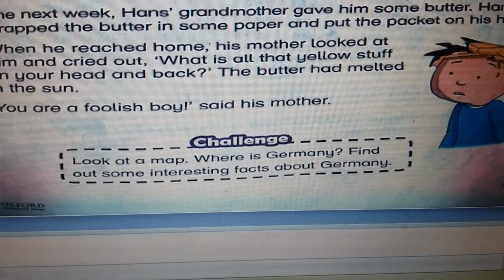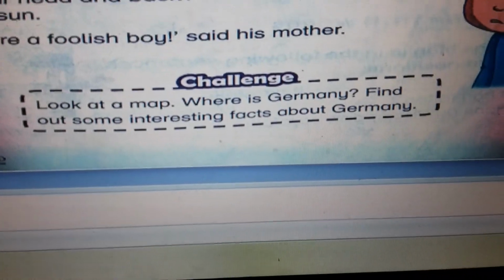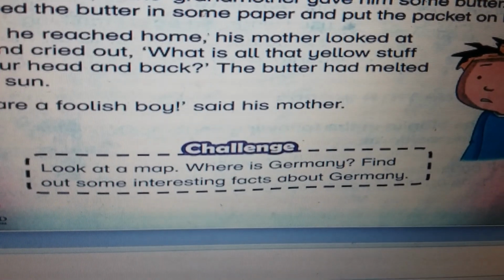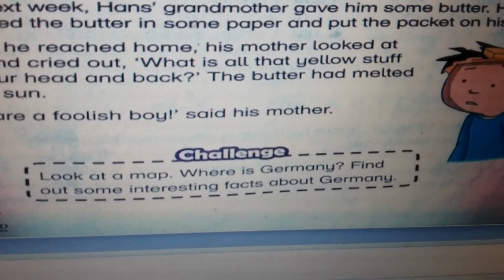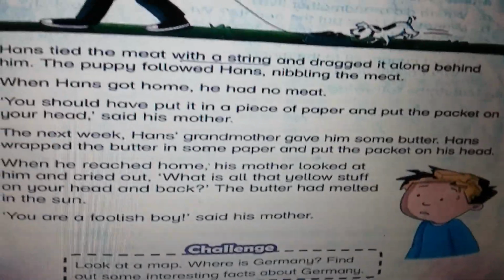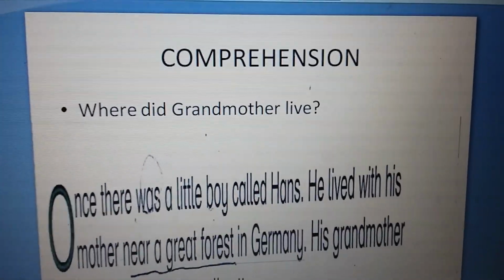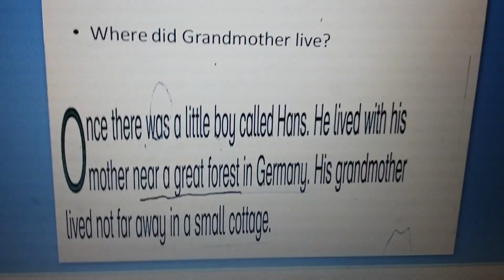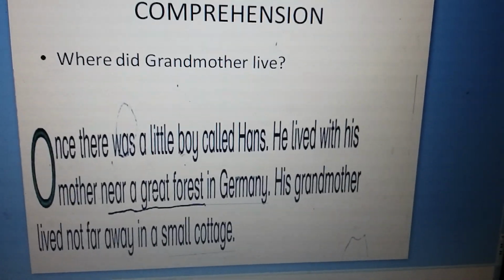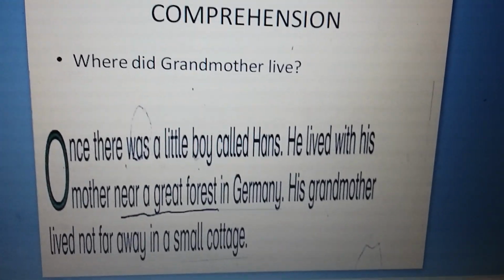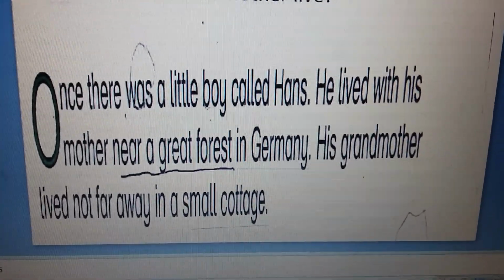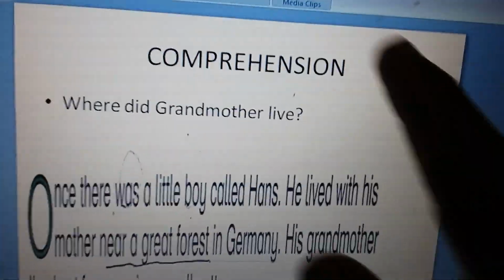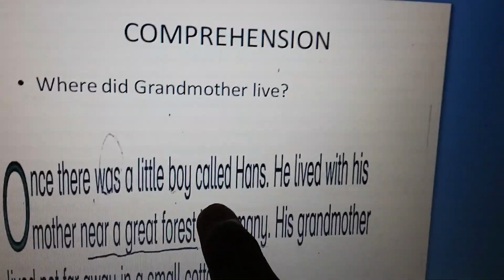Next activity is, this challenge we will do later. I will show you a picture or a map and you will find out. Now look here, it's comprehension time. What is given in your book? Remember, I put just a question and gave you a few lines of the text. You have to find the answer from the text.